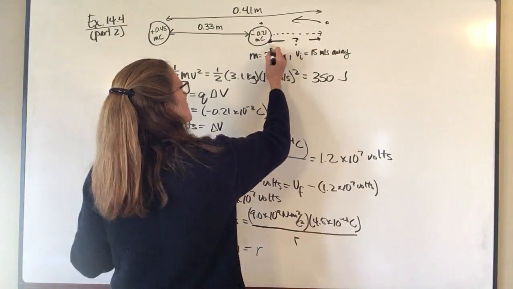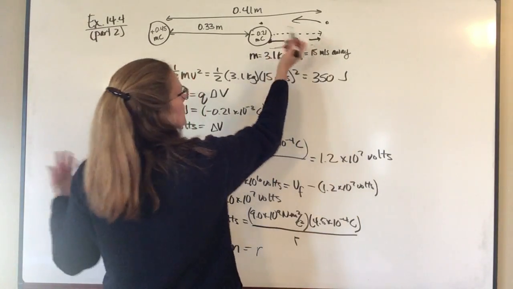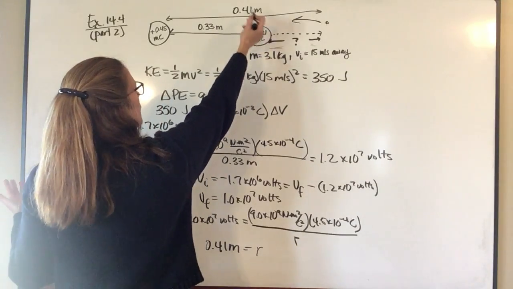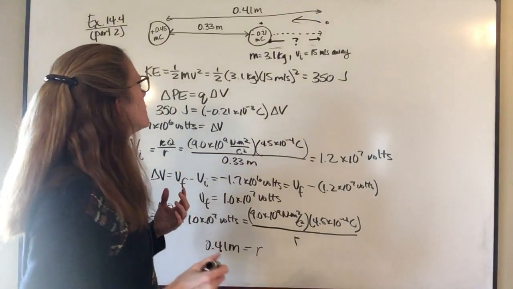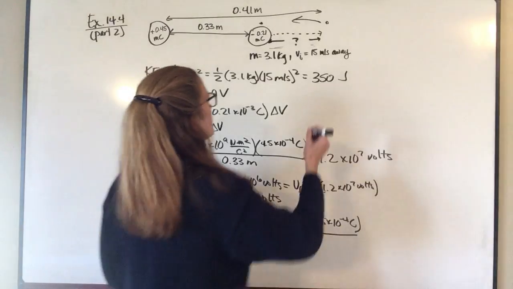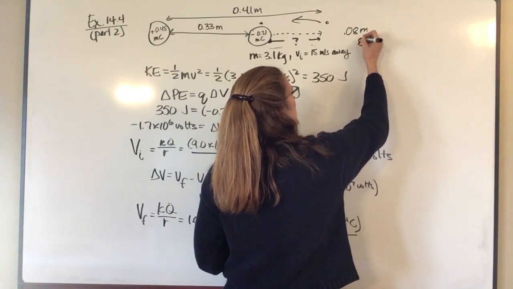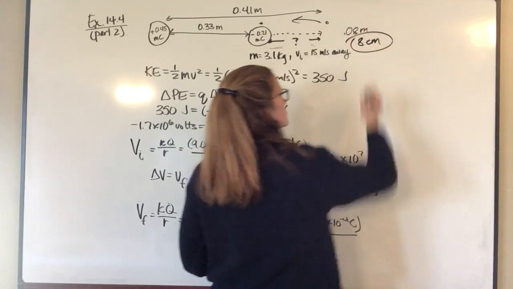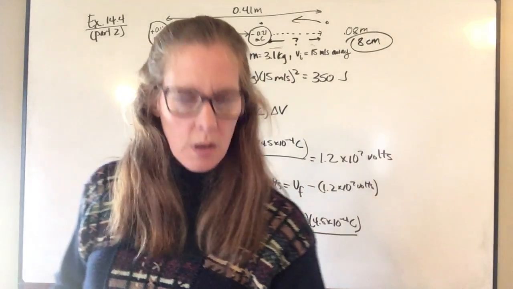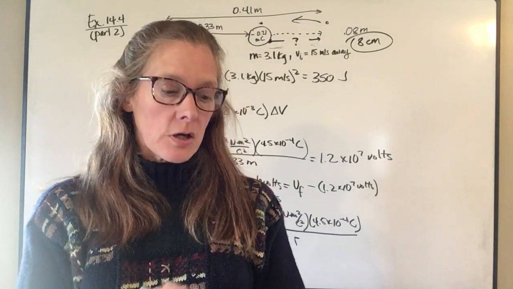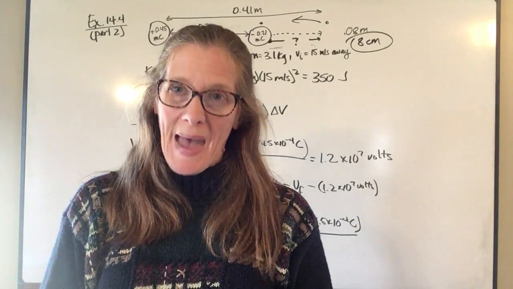So I wanted to know this distance right here, so I just have to subtract these two now. 0.41 minus 0.33 is going to give me 0.08 meters or 8 centimeters that it's going to travel before it starts being pulled back.